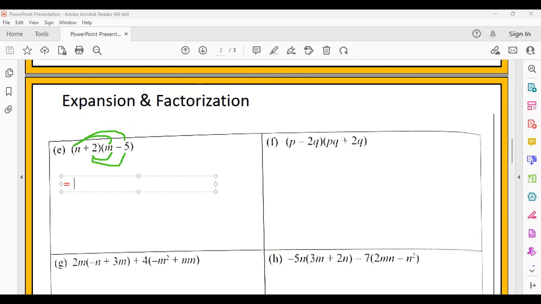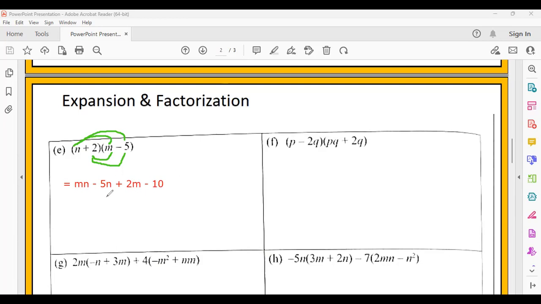KLMN. Oh, mn first. mn. Okay. And then n will times with negative 5, giving you negative 5n. And then plus 2m and minus 10. Can you see? None of these terms are the same, so you cannot simplify. You cannot do anything anymore. You have got to leave it here.